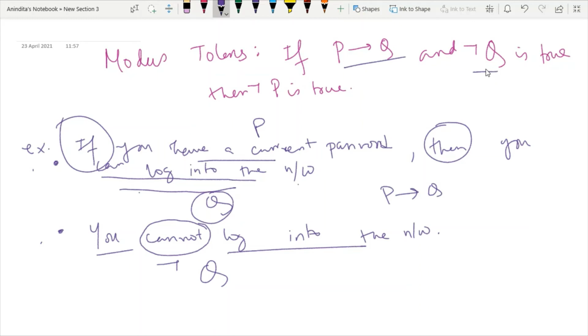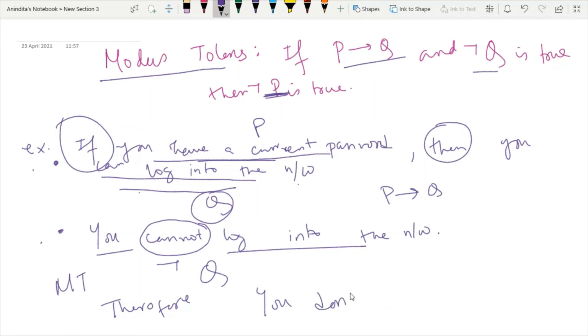Whenever these two pieces of information are there, the machine will understand it has to apply the concept of modus tollens, and then it will reply therefore not P. P means you have a current password, not P means you cannot have a current password. So as a result, the machine will give the output that you don't have a current password.